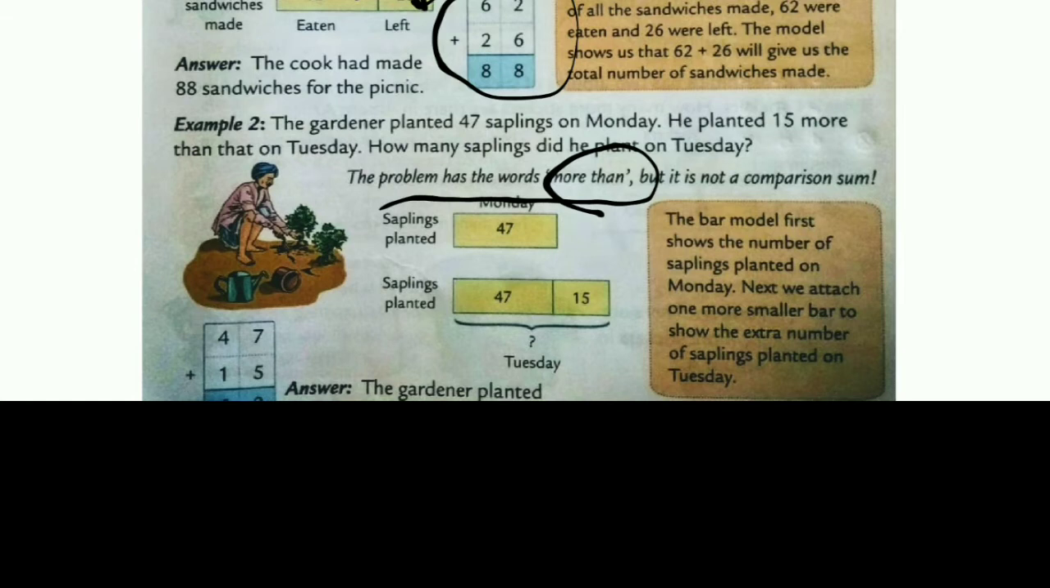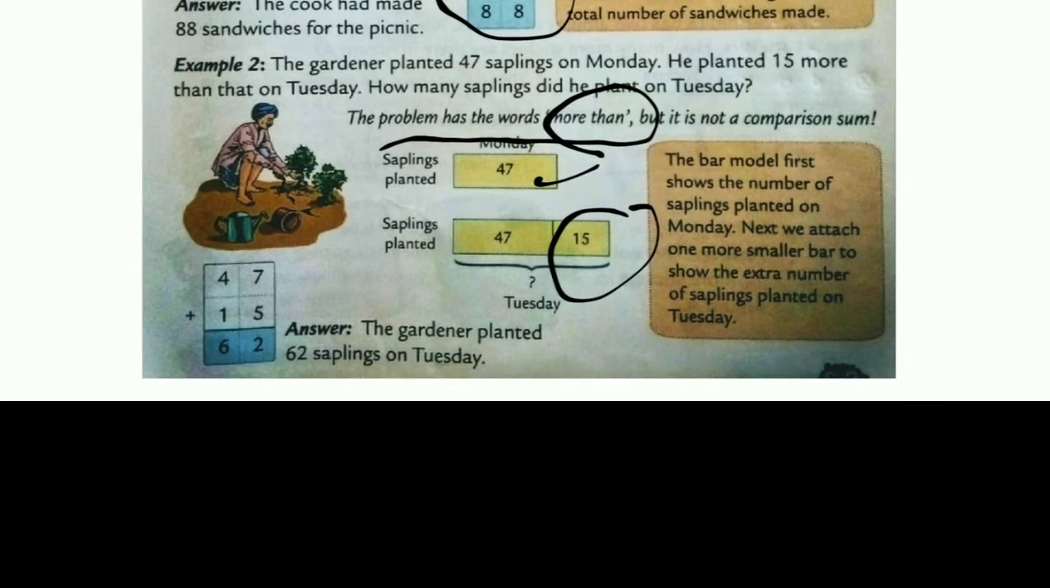See, Monday, how many? 47. And on Tuesday, whatever the Monday number is plus 15 extra. So 47 is on Monday. We have to find only Tuesday. So Tuesday means Monday plus extra 15. We get 62 saplings on Tuesday.